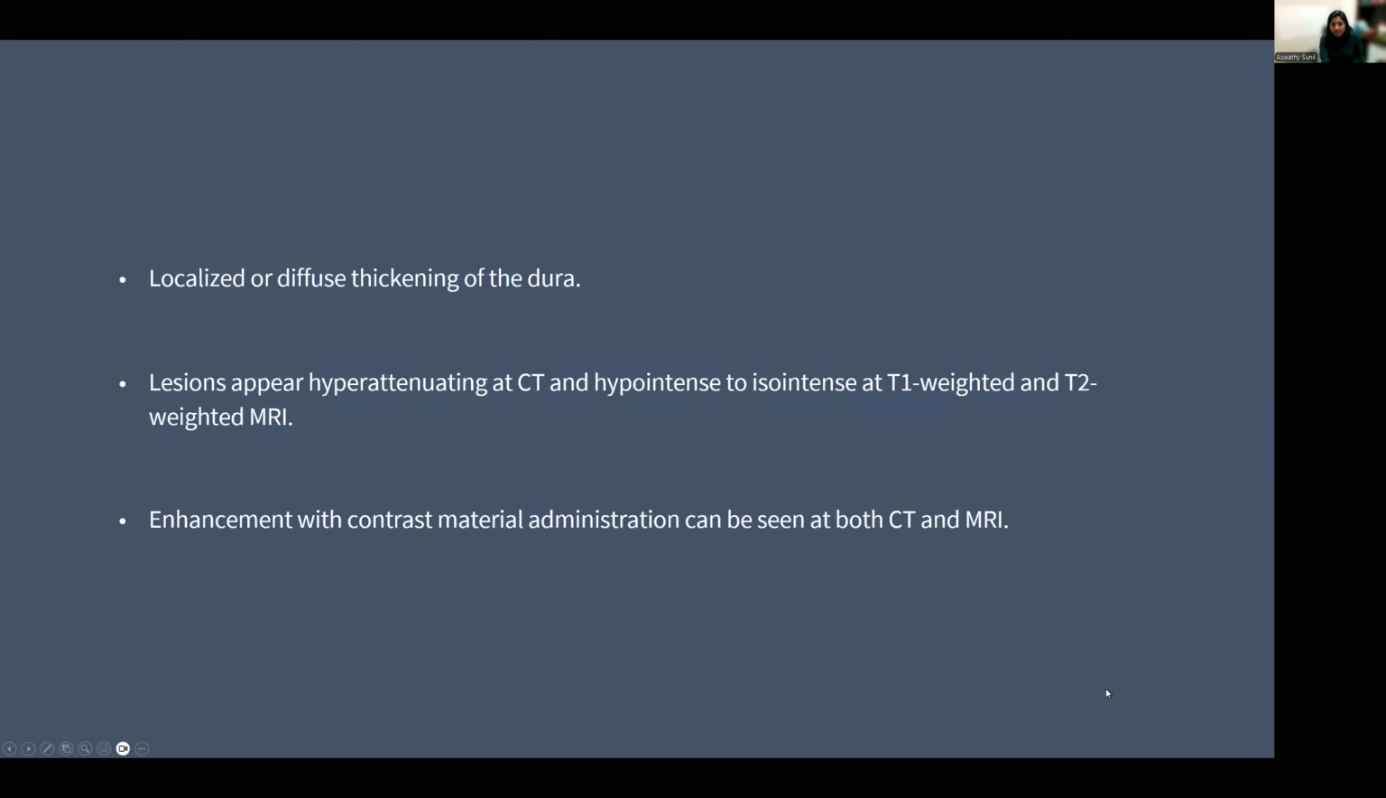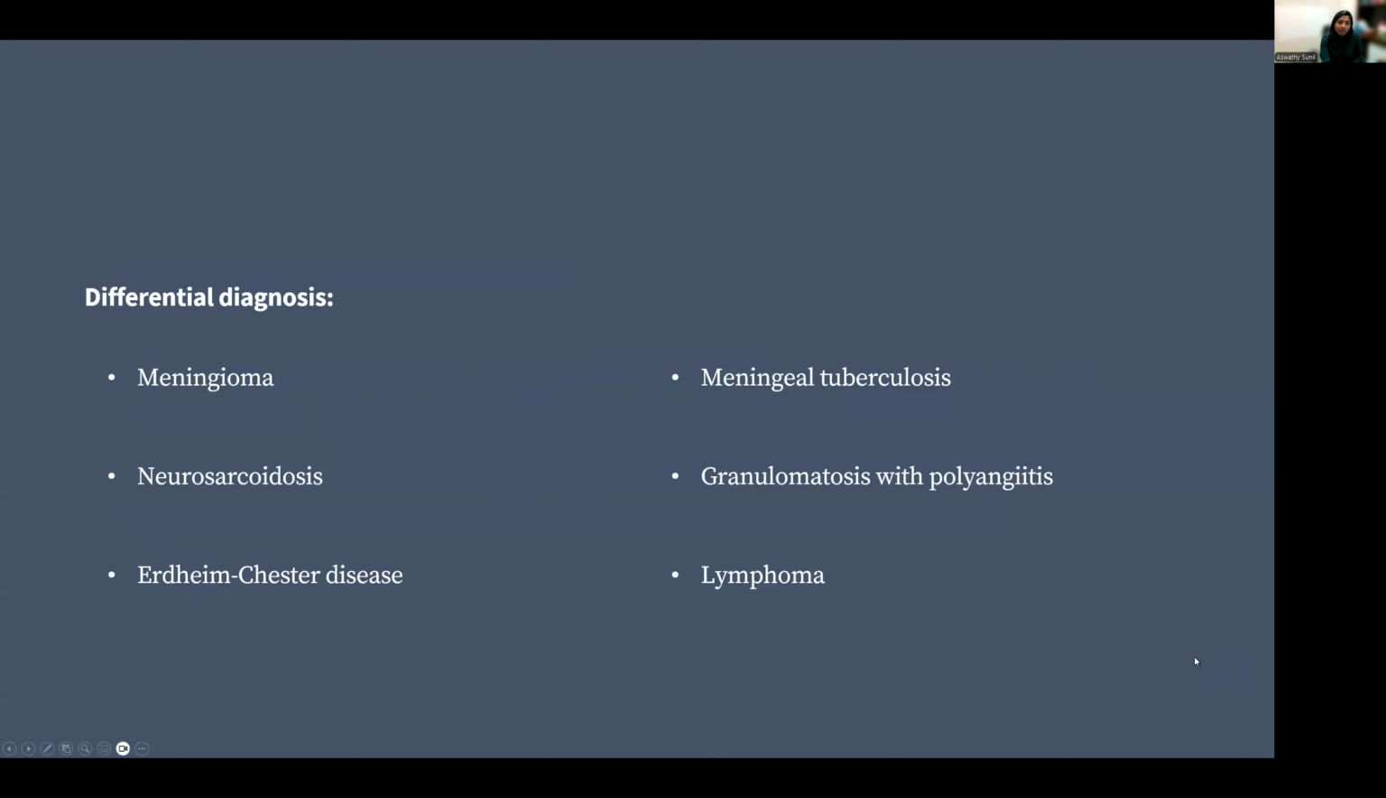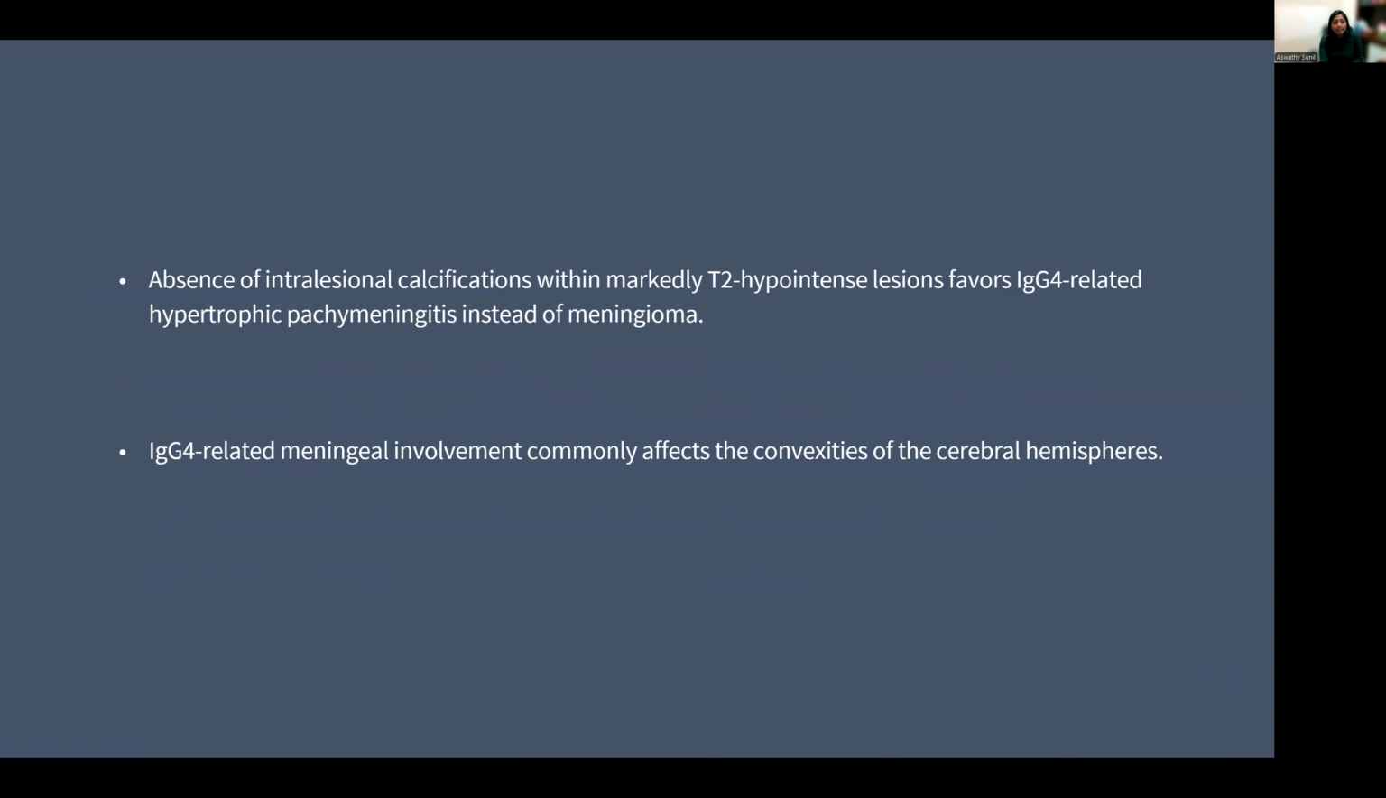Hypertrophic pachymeningitis is localized or diffuse thickening of the dura, and the lesions appear hyperattenuating on CT and isointense on T1 and T2 with avid contrast enhancement. The differential diagnoses include meningioma, meningeal tuberculosis, especially in India, neurosarcoidosis, granulomatosis with polyangiitis, Erdheim-Chester disease, and lymphoma.